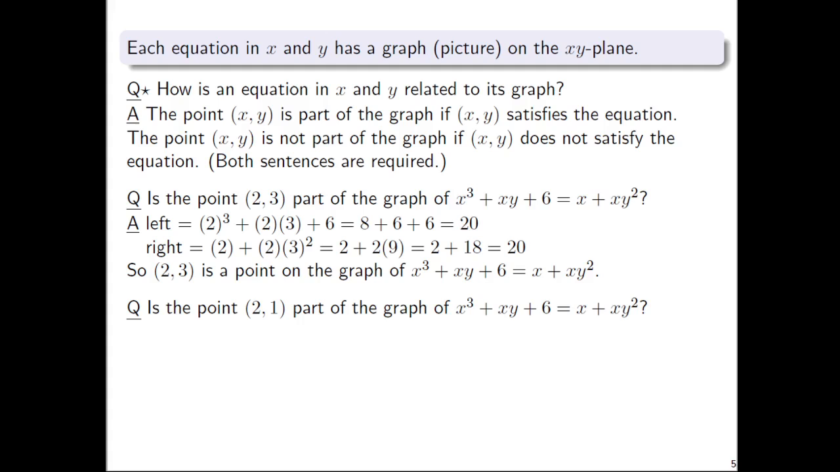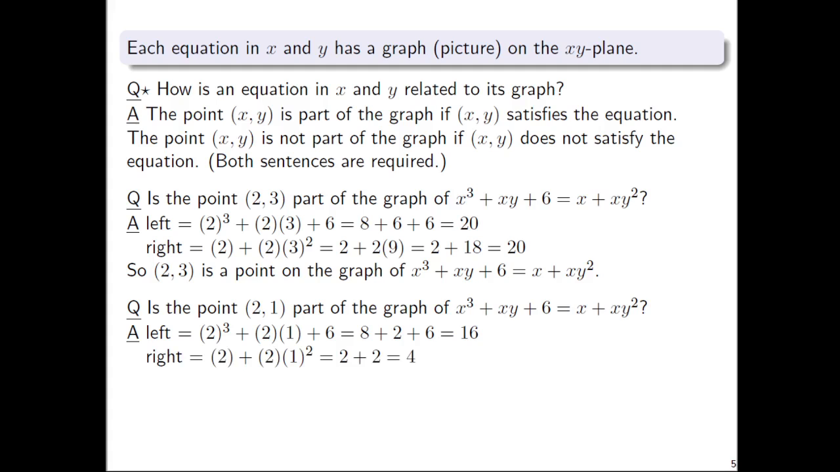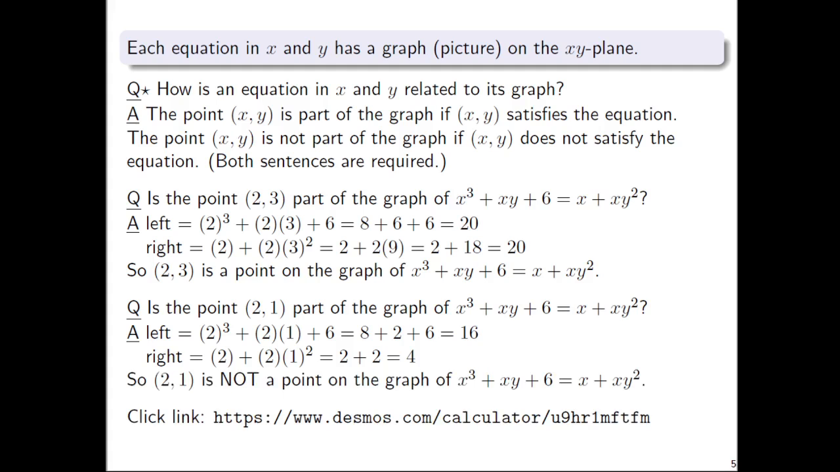Here's another question. How about the point 2, 1? Is that a part of the graph of the same equation, x cubed plus xy plus 6 equals x plus x times y squared? Well, let's plug in 2 for every x and 1 for every y. On the left side, this is going to become the number 16. And the right side, which says x plus x times y squared, becomes 2 plus 2 times 1 squared. That's going to end up equaling the number 4. So the left side became 16, the right side became 4. So the equation isn't satisfied, right? This point does not satisfy the equation. Therefore, 2 comma 1 is not a point on the graph.